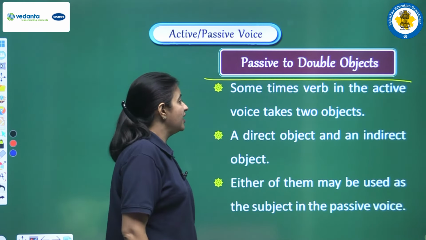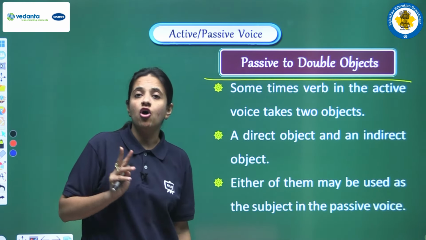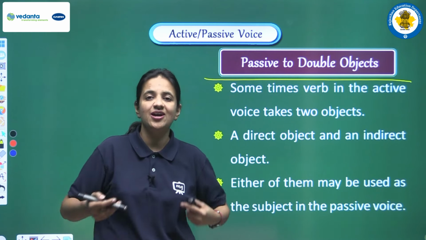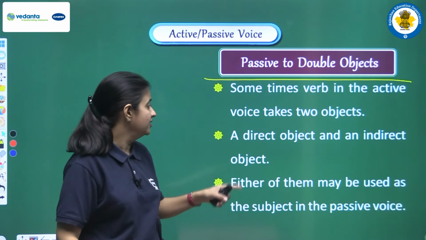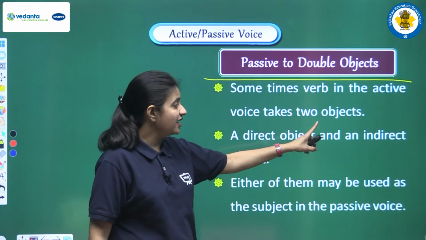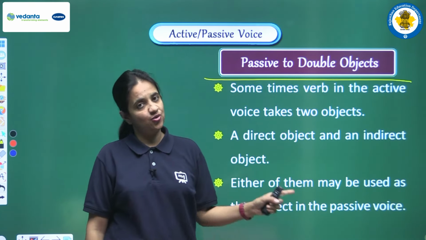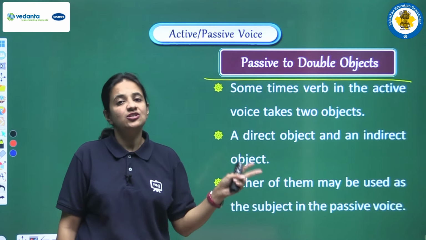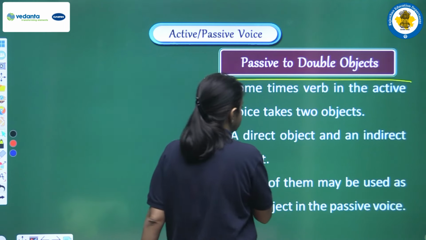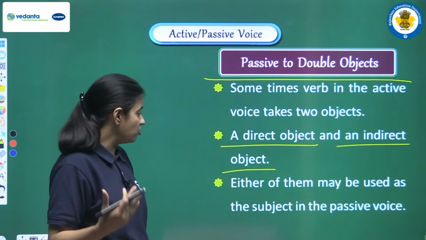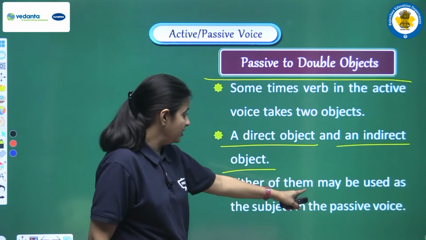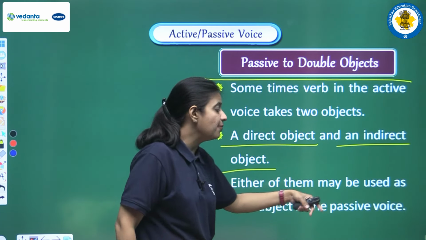Sometimes verb in the active voice takes two objects. So yes, sometimes we can have such sentence in which we are having two objects, a direct object and an indirect object. So when we are having two objects, one of them is known as direct object and the second one is known as indirect object. Either of them may be used as the subject in the passive voice.